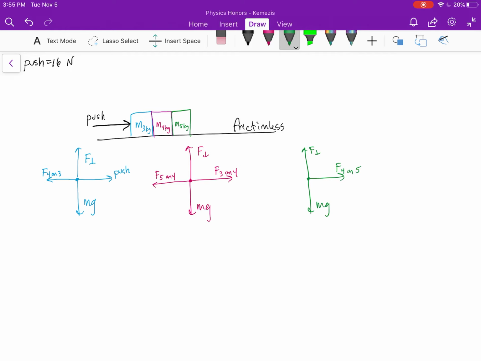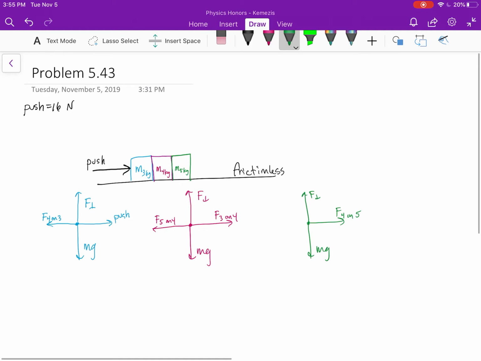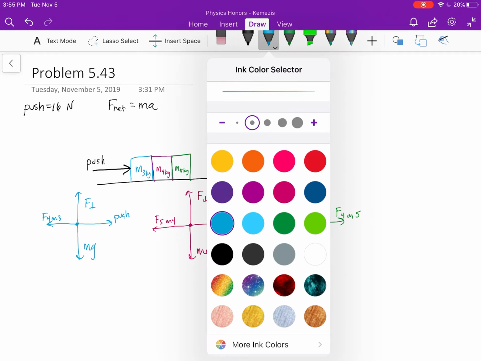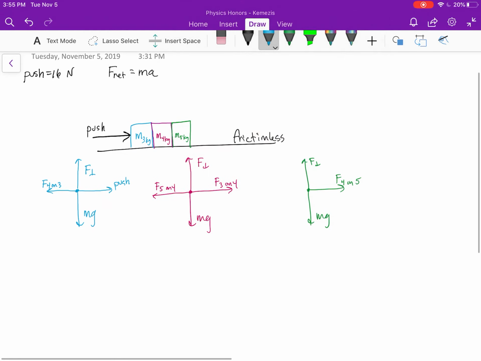Okay, and the other thing that we know about this unit is that we are always using Newton's second law, F equals ma. So it doesn't matter, you can apply F equals ma to any object. You can apply it to 2 objects in a row, you can apply it to 3, you can apply it to 1. So all of these free body diagrams also have an associated F net equals ma.